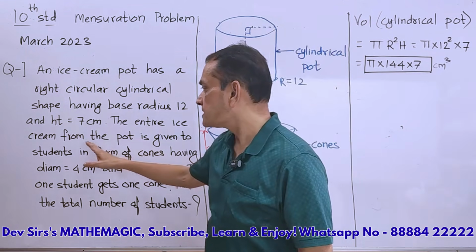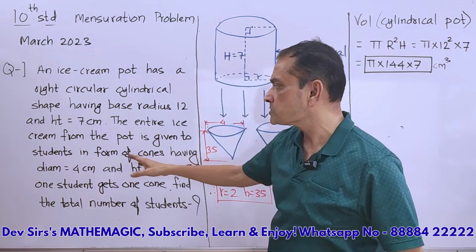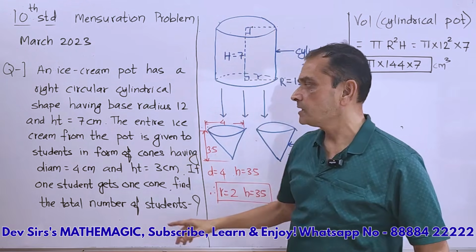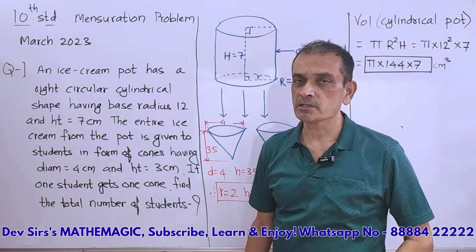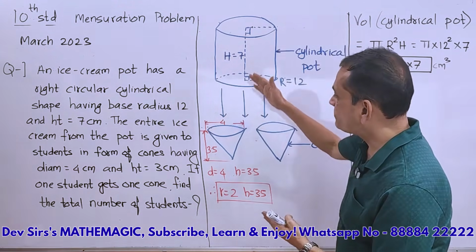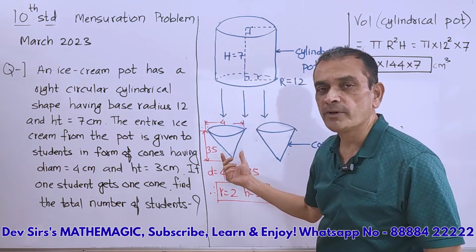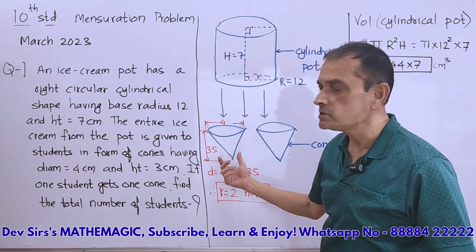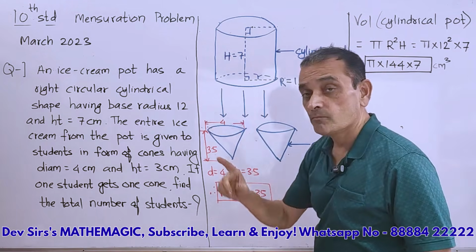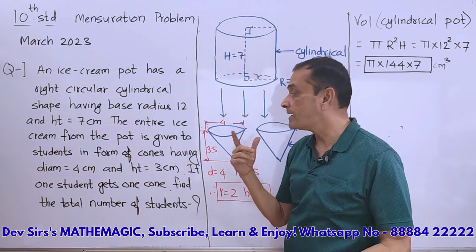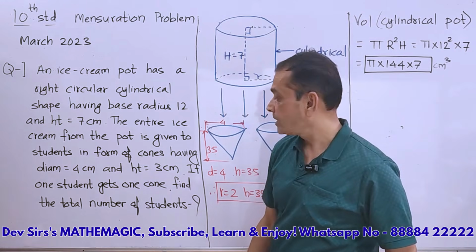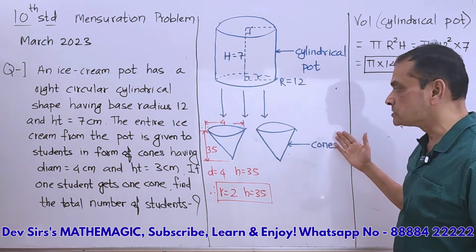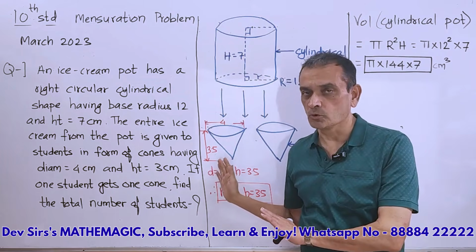The entire ice cream from the pot is given to students in the form of cones having diameter 4 centimeters and height 3.5 centimeters. So ice cream from this pot is filled up in smaller cones. Read the problem carefully, having diameter 4 and height 3.5. So there are many such cones. I have shown only 2.